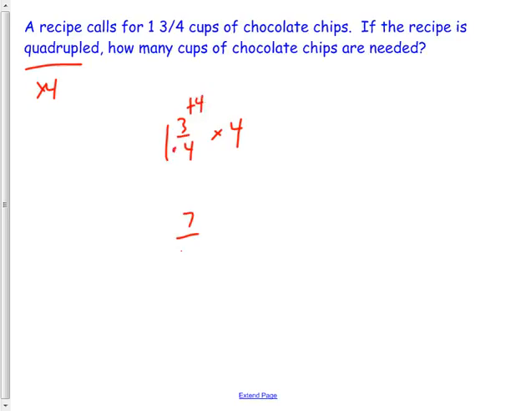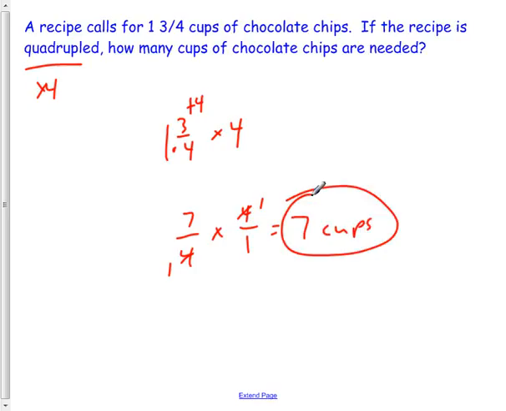So let's go 7/4 times 4 over 1. Cancel the 4's, and we're going to get 7 cups. So that's how many chocolate chips we're going to need. We're going to need 7 cups of chocolate chips if we quadruple the recipe. Okay, so you might have triple the recipe or double the recipe. What you do is you just multiply it by however much you needed in the first place.